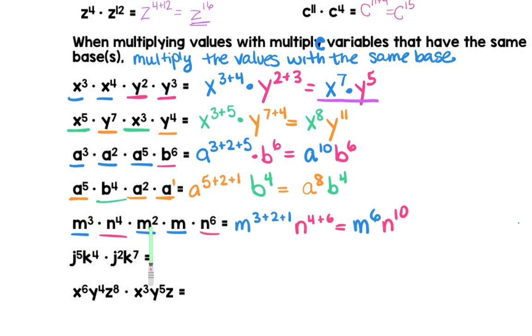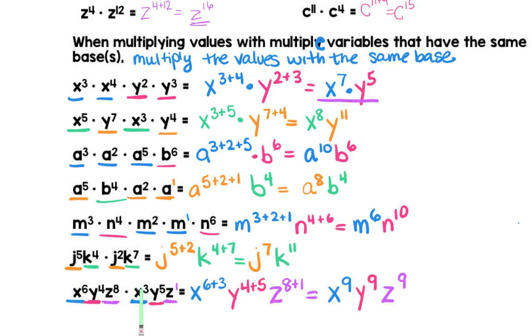M to the 3rd times m to the 2nd times m, which is m to the 1st power, gives us m to the 6th. N to the 4th times m to the 6th gives us n to the 10th. J to the 5th times j to the 2nd power is j to the 5 plus 2, or j to the 7th. K to the 4th, k to the 7th ends up being k to the 11th.